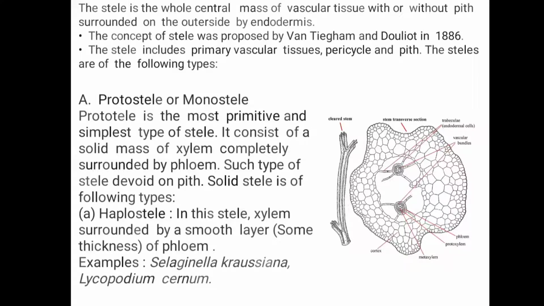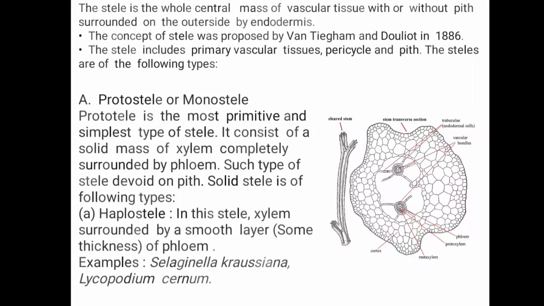Protostele is the most primitive and simplest type of stele. It means the protostele belongs to the very early period, so it is known as the most primitive, and it is a simple arrangement of this type. It consists of a solid mass of xylem completely surrounded by phloem.